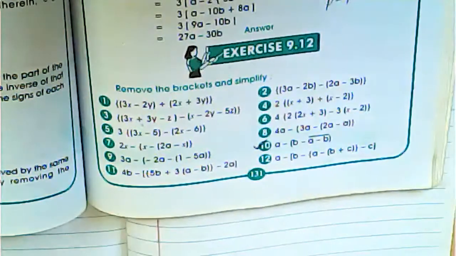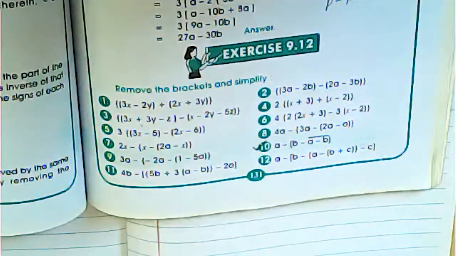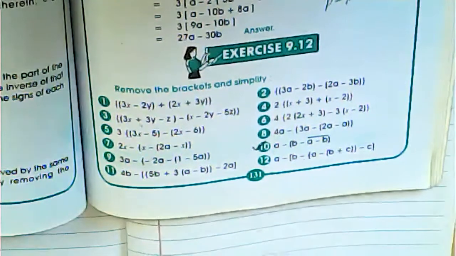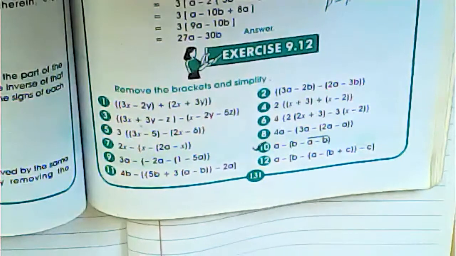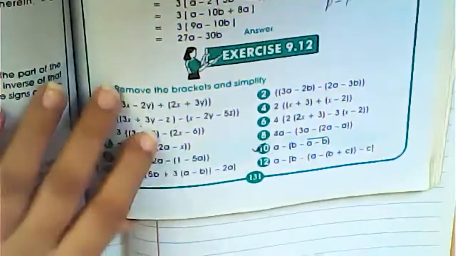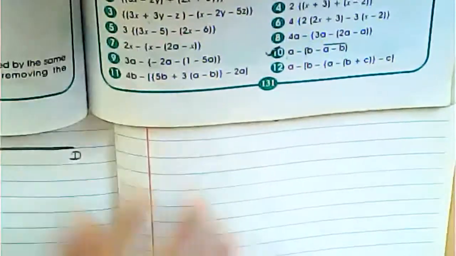Now look here, start solving it everyone without wasting a single minute. Copy down the question, exercise number 9.12. The question is remove the brackets and simplify. Simple. You have to remove the bracket first. Now the question is which bracket you are going to remove first. As you all know, we will always start from the smallest one. Now look at how I'm going to solve it.